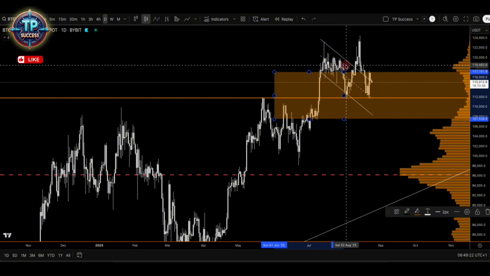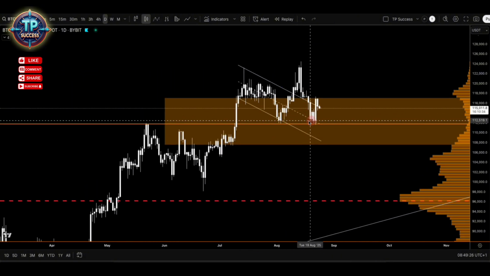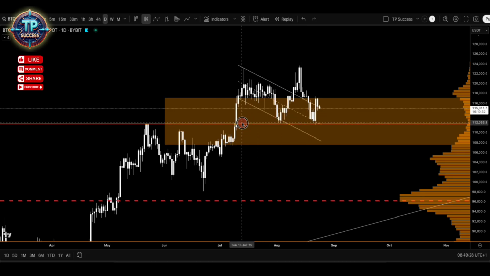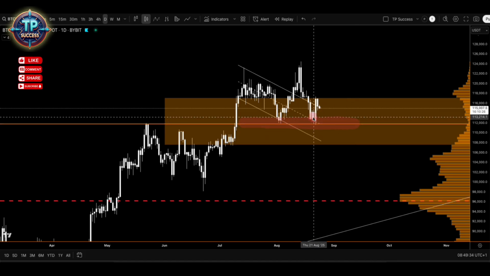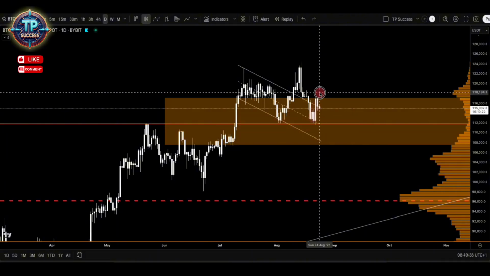So what we have is Bitcoin has returned to the value area high. It's returned to that location and pushed off again, but is yet to close above the low volume node, which is sitting right on the top side.